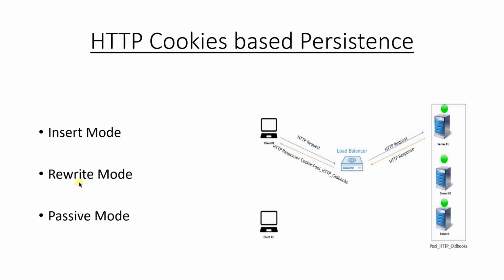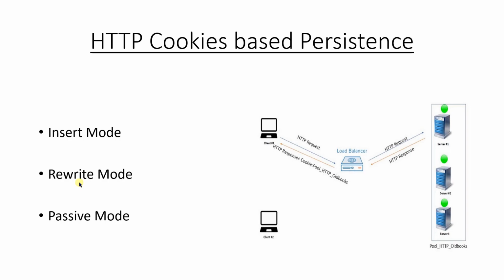There are basically three types of HTTP cookie creation methods. The first one is insert mode. In this type, only F5 BIG-IP creates HTTP cookies. It contains the pool name and pool member name as an identifier to maintain persistence with the server pool. So whenever a request comes from the client, F5 BIG-IP, while returning a reply, will create an HTTP cookie which will contain the pool name and pool member name. So the request is identified using the pool name and the pool member name to maintain persistence with the server pool.